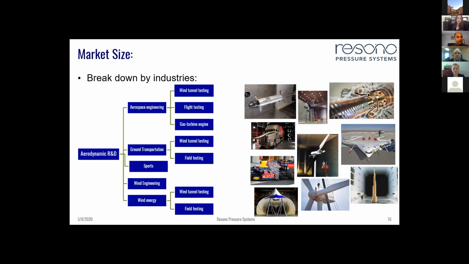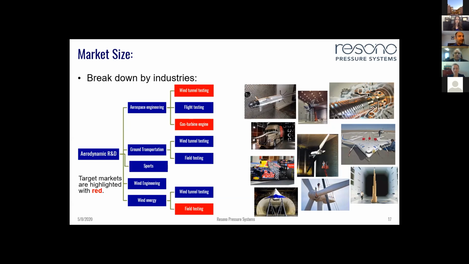So based on our research, we have seen a lot of demand in aerospace engineering, in ground transportation, in sports, wind engineering, and wind energy. And typically from all these industries, we see three different types of applications in their wind tunnel testing or field testing, or for the aerospace, for example, we have a gas turbine engine, which is a whole other story. Right now, we are focused on three segments: wind tunnel testing and gas turbine engine testing for aerospace engineering, and then field testing for renewable energies and wind energy.